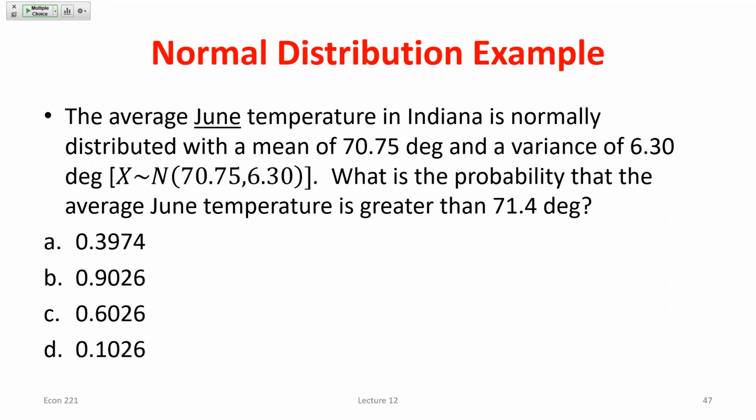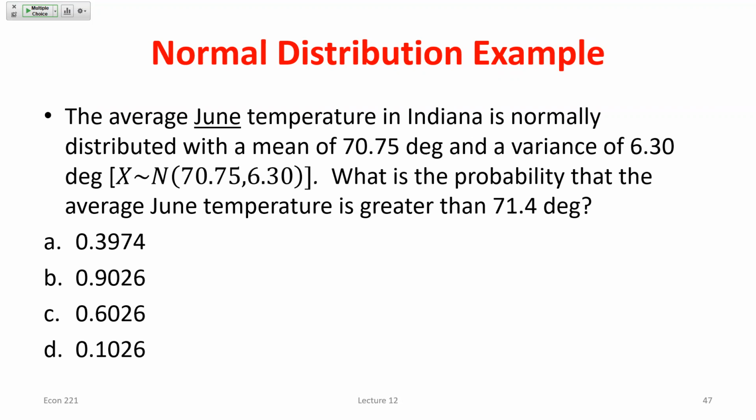So let's say I've got temperature in June. On average, it's 70.75. I got it right. And the variance is 6.3. What's the probability the average temperature in June is greater than 71.4? So this is where drawing it out, I think, always just helps at least make sure we're not making egregious errors.